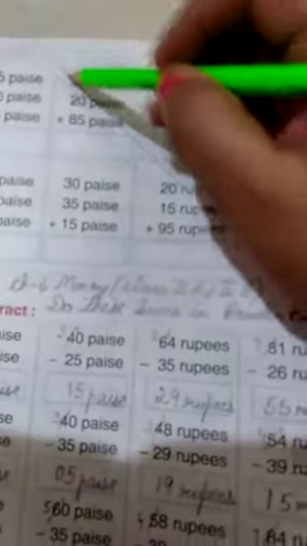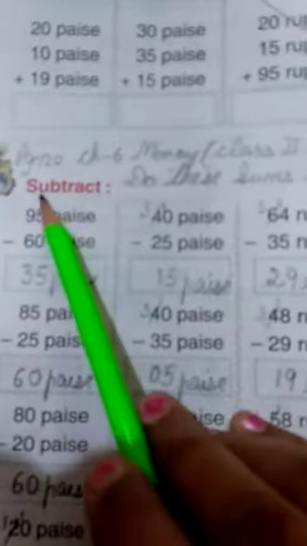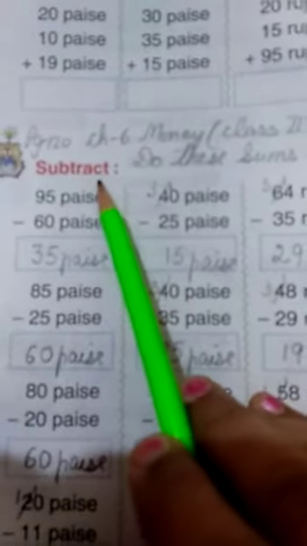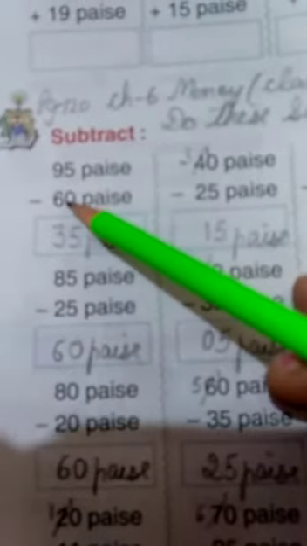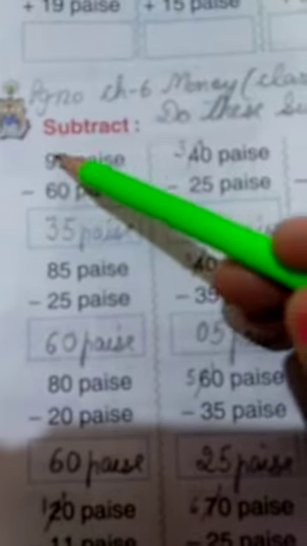Now turn your page and come to page 120. Cut out these sums. They are not to be done. Now, subtraction. Moving on to the next, subtraction. I have already explained you the sums based on subtraction. Okay. 95 minus 60 paise. 5 minus 0 will give you 5 and 9 minus 6 will give you 3. So 95 paise minus 60 paise will give you 35 paise.